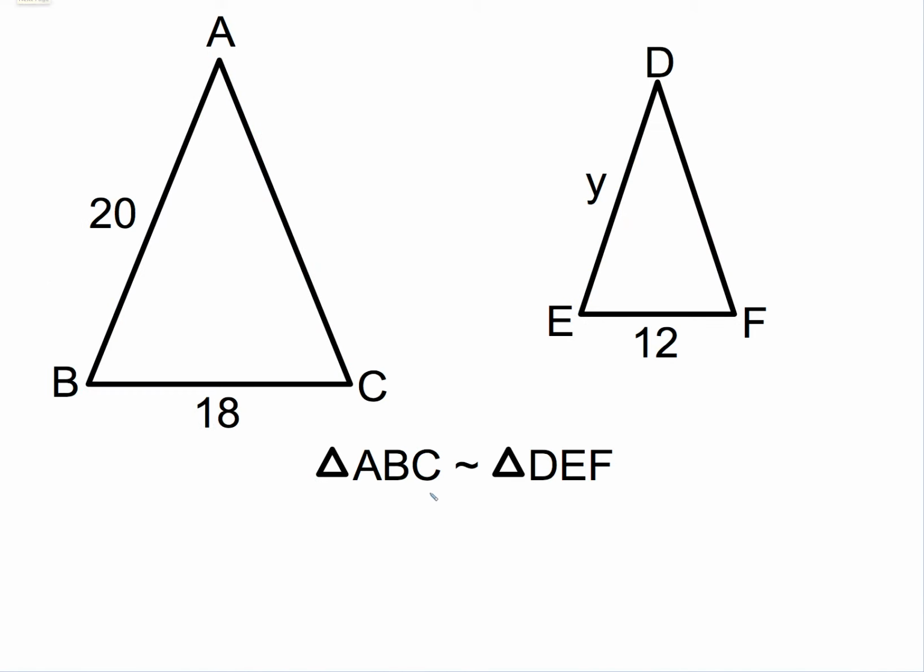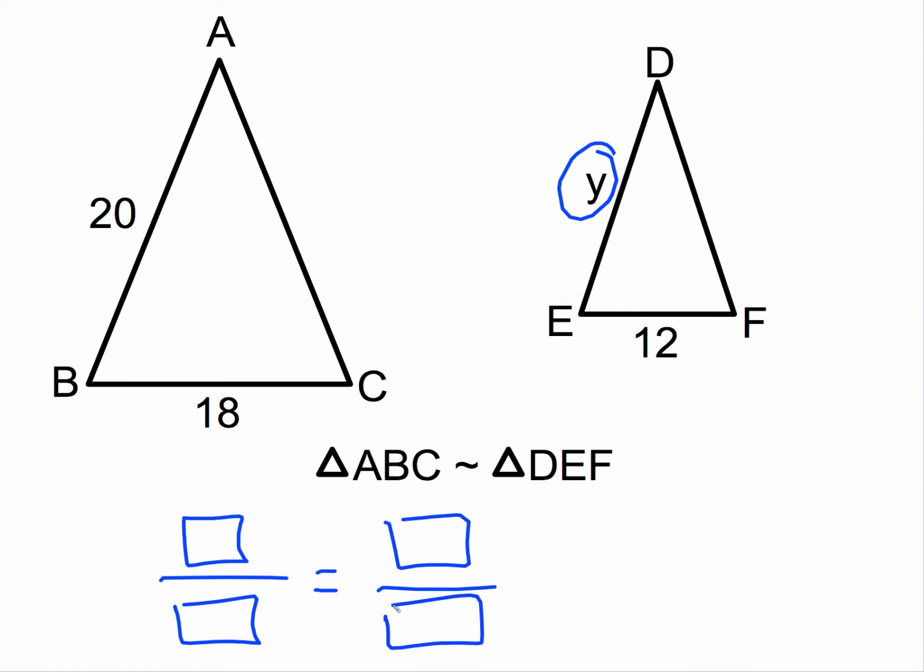Again, they're telling us triangle ABC is similar to triangle DEF. And then side AB is 20, side BC is 18, EF is 12, and then we have to figure out DE because that's Y. So we want to set up a proportion. Remember, a proportion is something over something is equal to something over something. And there's a lot of ways to set this up. You just have to make sure to match the appropriate sides.